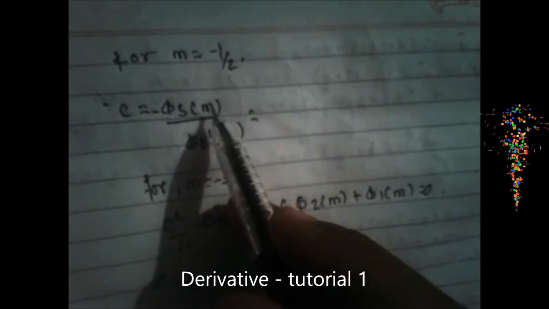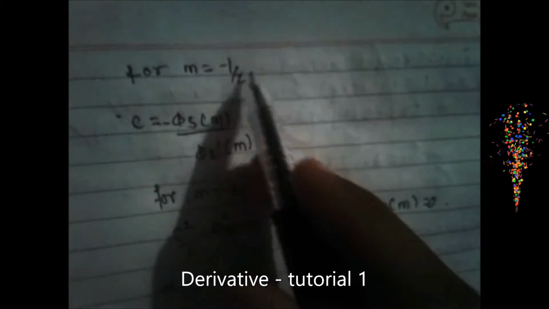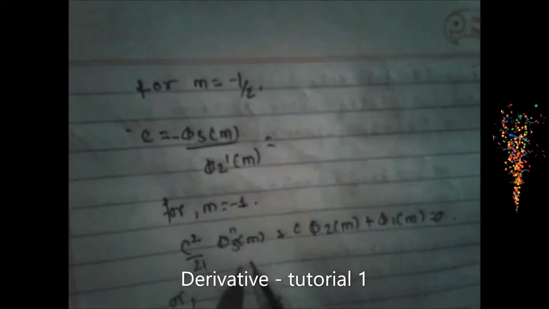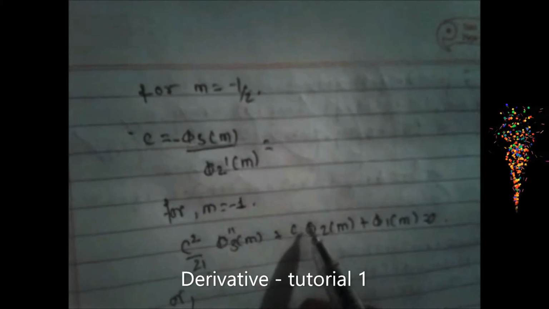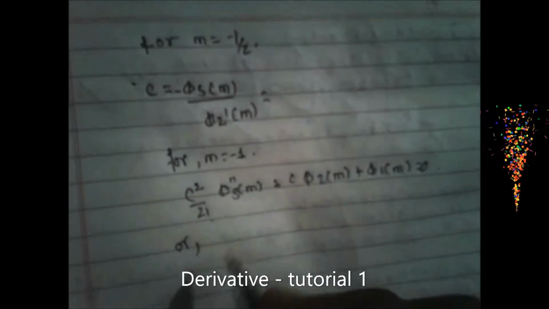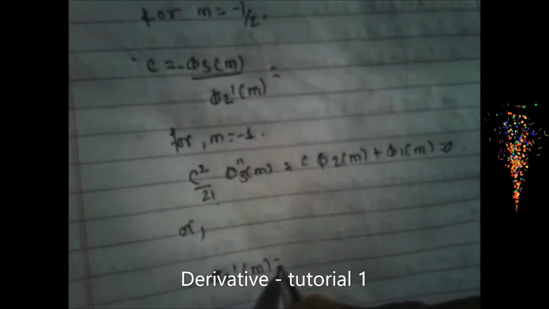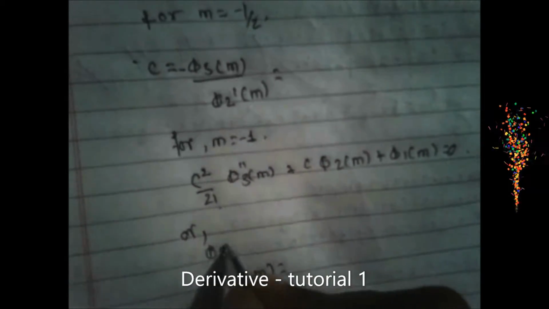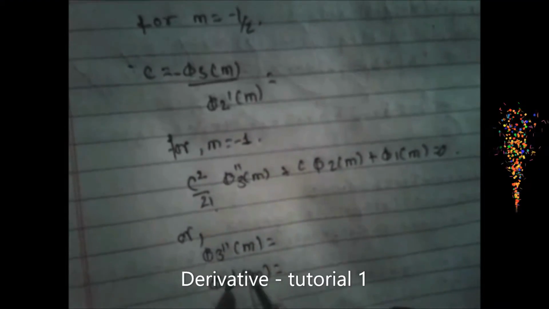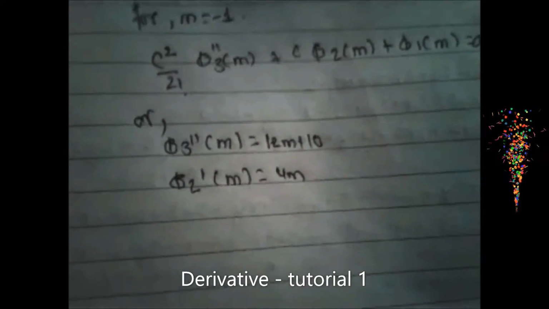Now we find the value of c from both. For phi 3 m, put the value of m in the phi 3 equation, then you will get the value m is minus 1 by 2. Here also same. For phi 2 dash you have to find the first derivative, here you have to find the second derivative, and this is the same. Then we find what is the first derivative. We have to find first phi 2 dash m is equal to, and we have to find phi 3 double dash m is equal to, then we find this. So these two can be found.